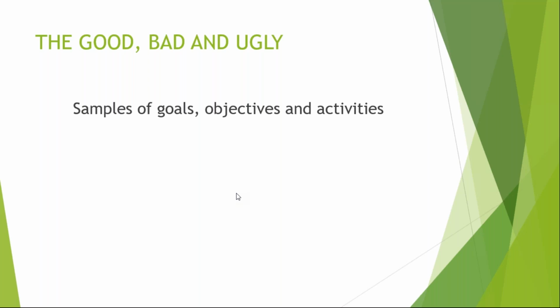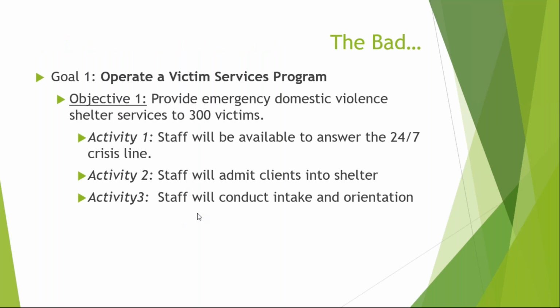So if y'all are ready to move on, I'm going to give you the good, bad, and ugly. I first wanted to start off with bad, so we can move to the good. Here's an example of, I guess maybe the goal statement's not so bad, but if you look at the objectives and activities, they are not SMART at all. And also, they're really focused on process-based evaluations and not outcome.